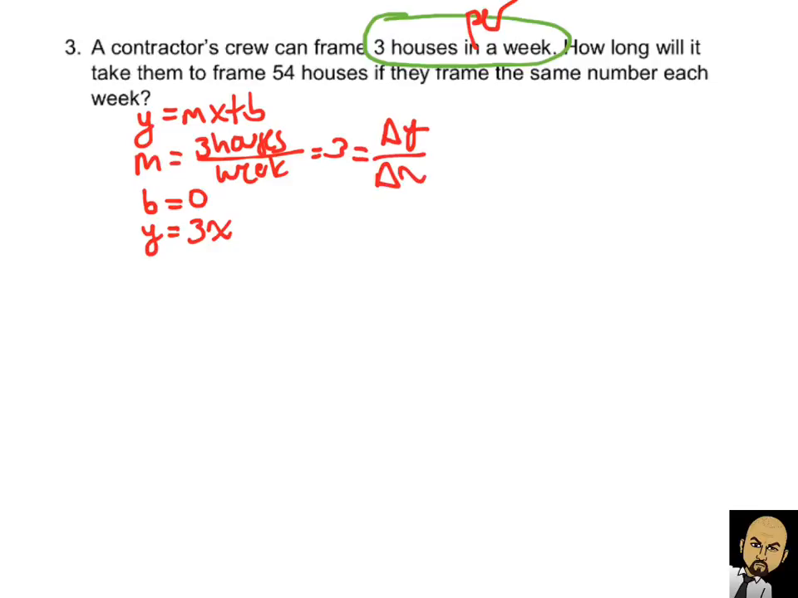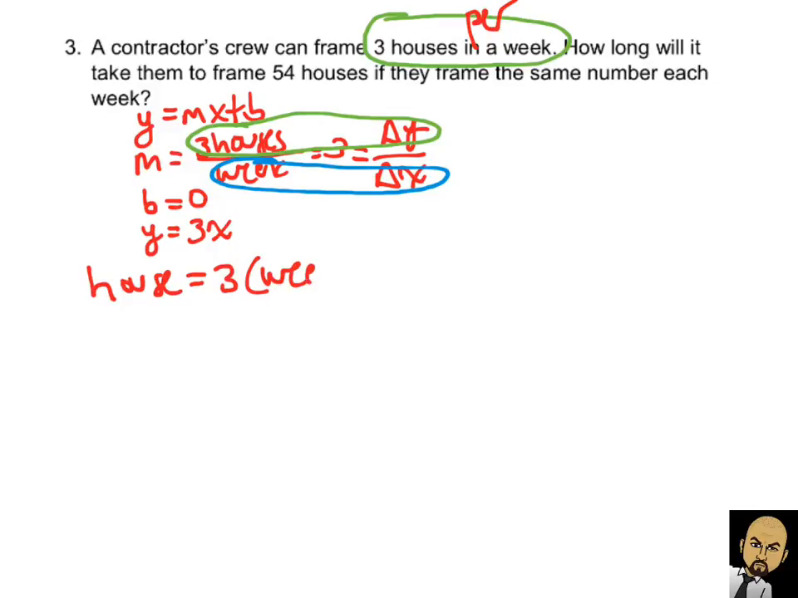Remember that the unit rate is the change in y over the change in x, which is also your slope. And so we know now that the y units are going to be the number of houses, and the x unit is going to be the number of weeks. And so our equation, y equals 3x, will tell you how many houses is equal to 3 houses per week times the number of weeks.